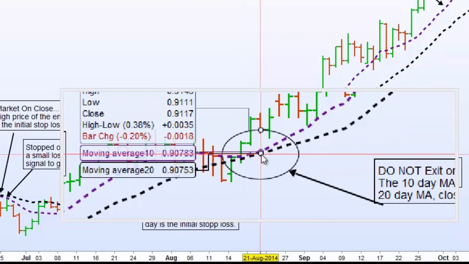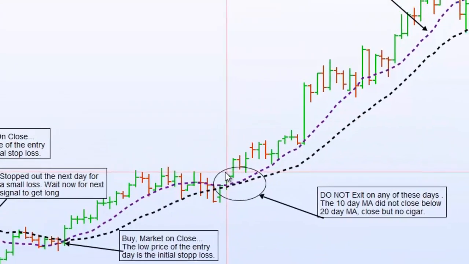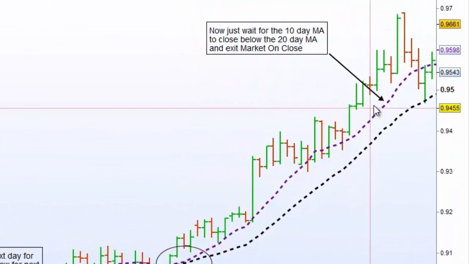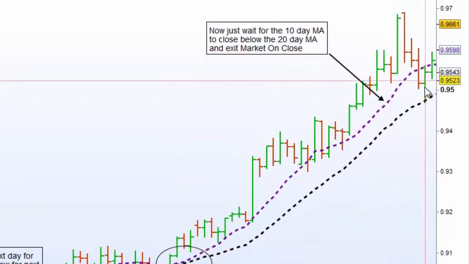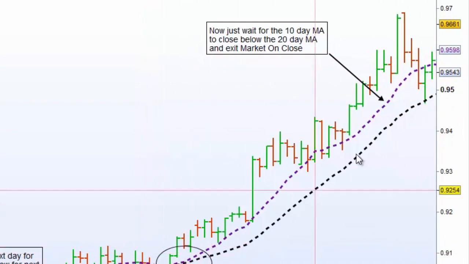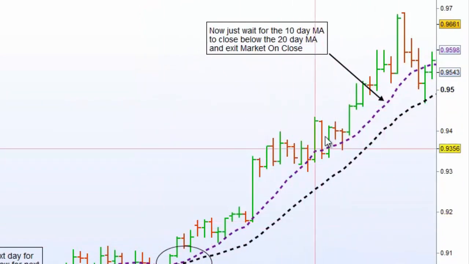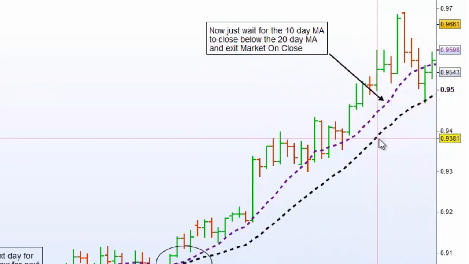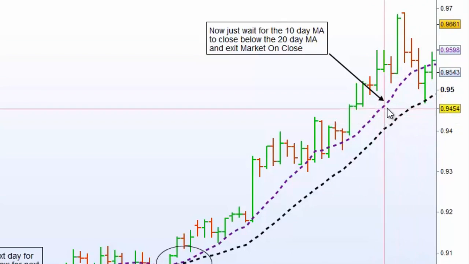See that? This one gets closer. 9078, 9075. You still stay long. Close, but no cigar. So now basically you stay in this market until the market crosses back below. Once you have the crossover, now you get out of that market. So once it crosses down to the bottom side, you exit the market and now you get short.